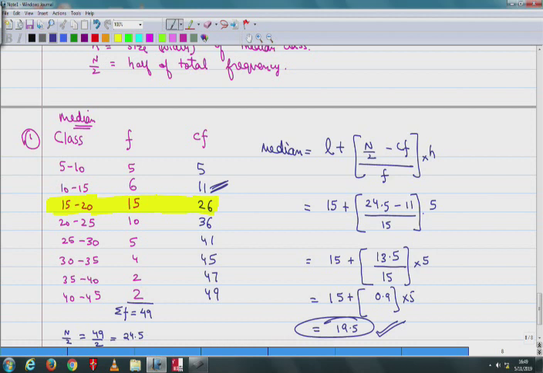Itanagar, you can cross-check it. If you do the cumulative frequency of more than type, you can see, because right now I am not sure since I have not done the more than type. You can do it with the more than type also and see whether you get the same answer. I think you will get the same answer.